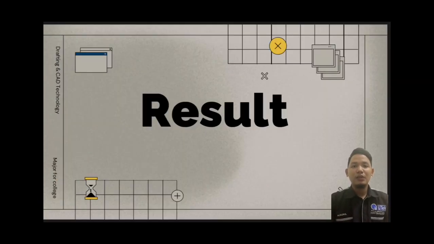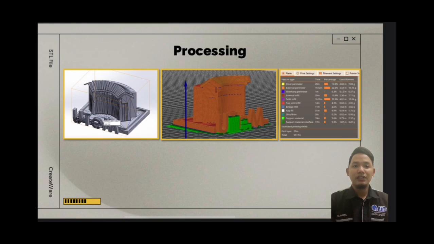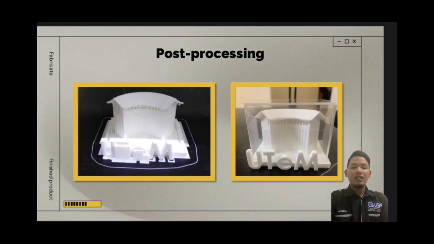Moving to the next subtopic, which is the result. After we obtained the 3D CAD model from SolidWorks software, we converted the file into an STL file, and then we transferred the data into CryptWare software. After waiting about 5 hours and 17 minutes, the product was finally fabricated by the machine.